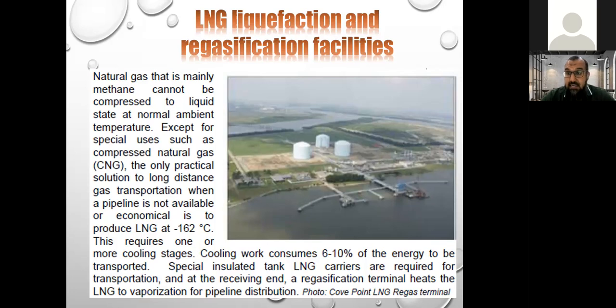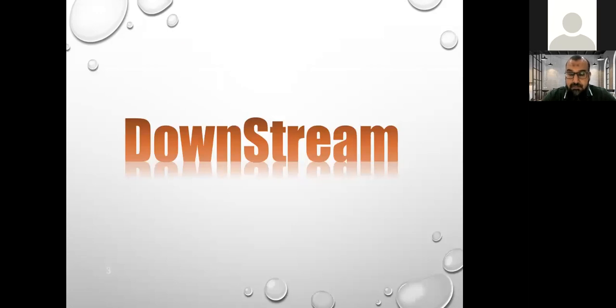When I receive it at the destination, I need to return the liquid to gas again. I use a regasification facility. I need to heat the liquid to be vapor, to be gas. Then it will be easy for pipeline transportation or distribution. Now I have finished the midstream with all its parts, including the metering, storage, liquefied natural gas, regasification, the GOSB, gas-oil separation plant, and compression, the gas compression system. This is all in the midstream.